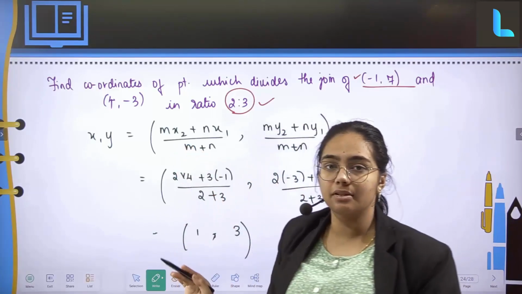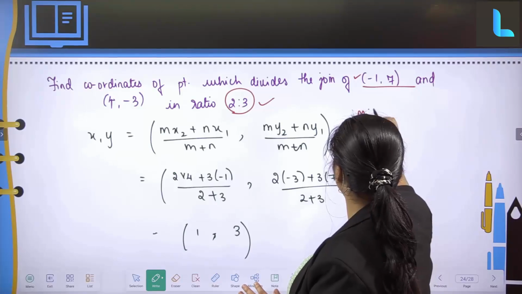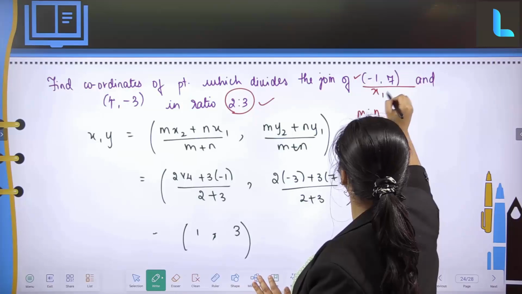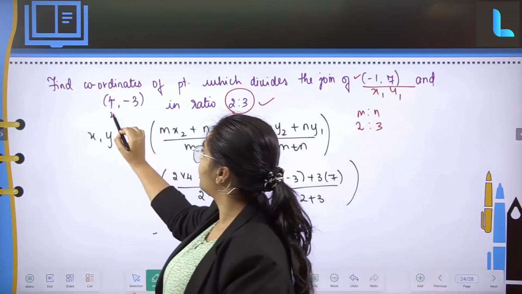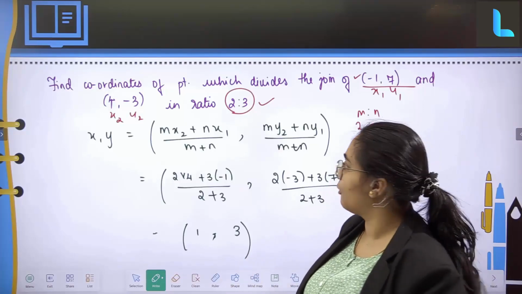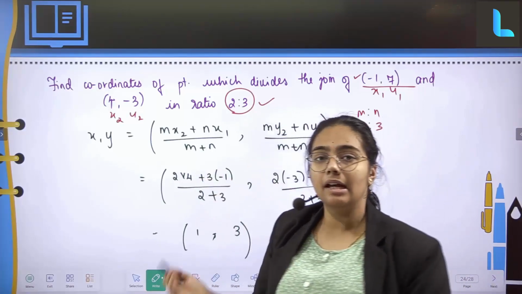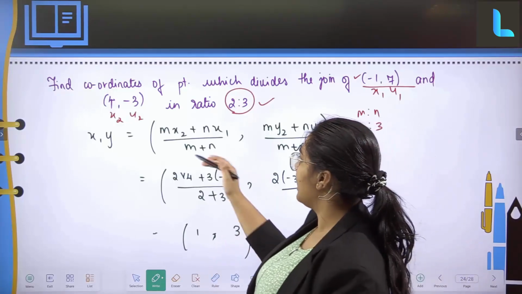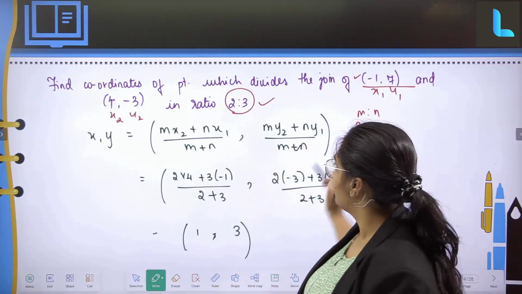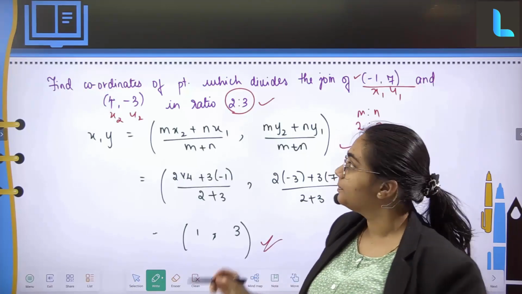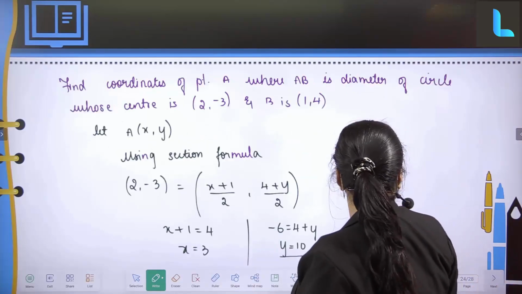So over here if you can observe, m is to n, I have considered it as 2 is to 3, and the rest is going to be x1, y1, x2, y2. So when I apply it in the formula, it becomes very easy for me. If I consider m1 and m2, it is just going to confuse me. So I'll consider it as m plus n. So once you write the formula and substitute the values, you will easily get the coordinates of the point.